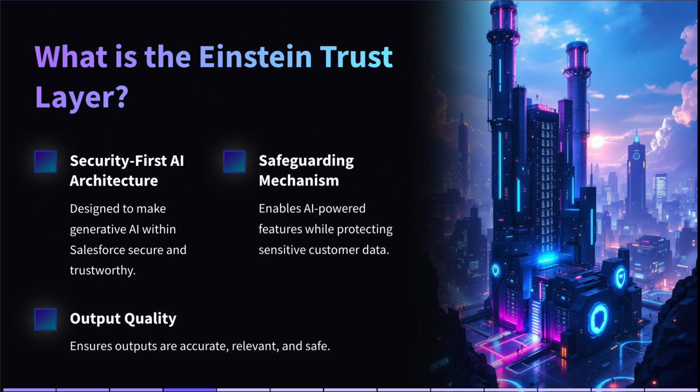So what is the Einstein trust layer? Well, the Einstein trust layer is a security-first AI architecture designed to make generative AI within Salesforce both secure and trustworthy. It enables AI-powered features while safeguarding sensitive customer data and ensuring that outputs are accurate, relevant, and safe. The trust layer consists of various safeguarding mechanisms, which we're going to explore shortly.